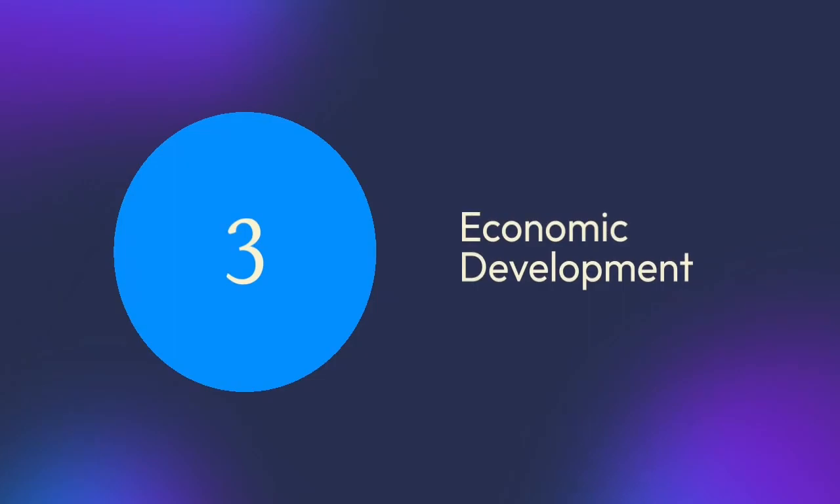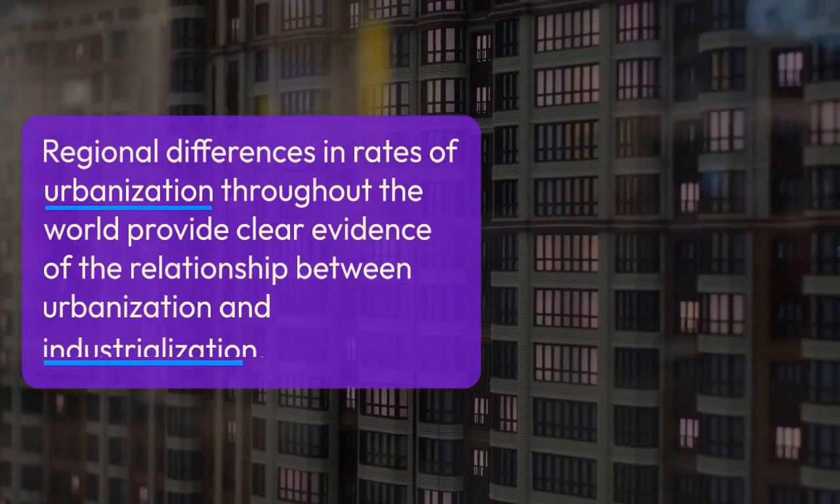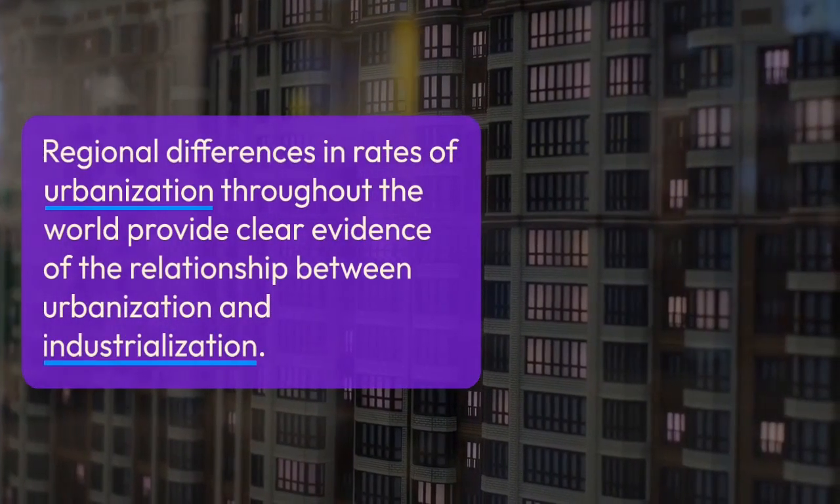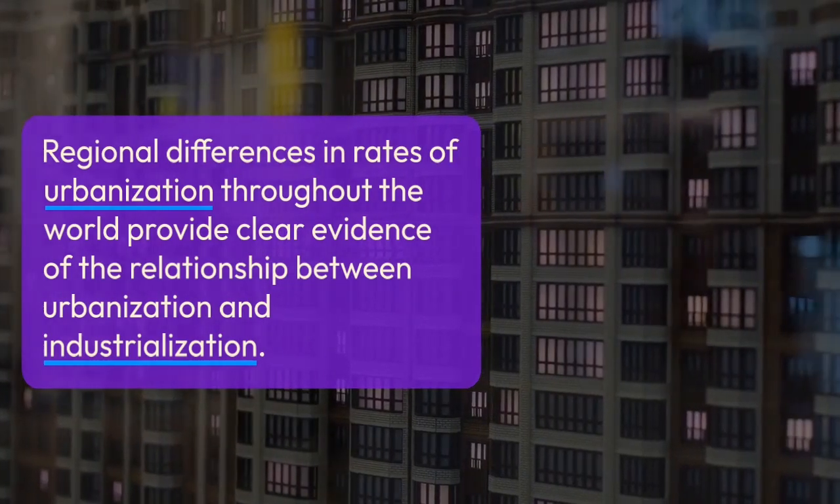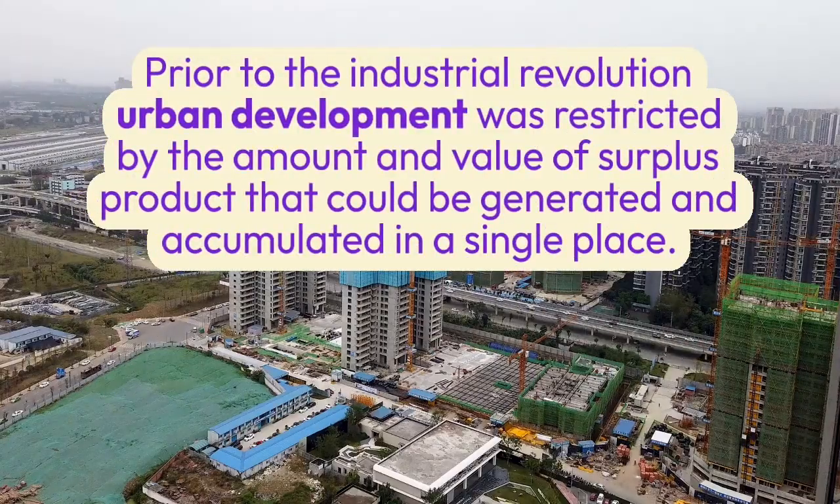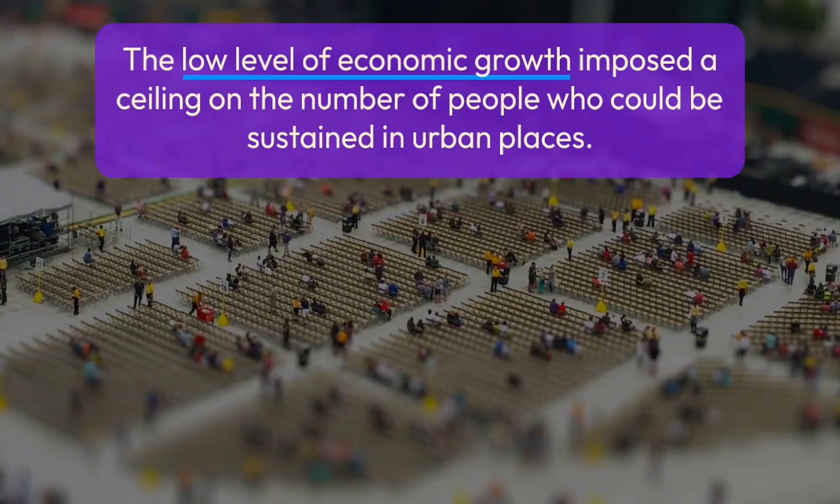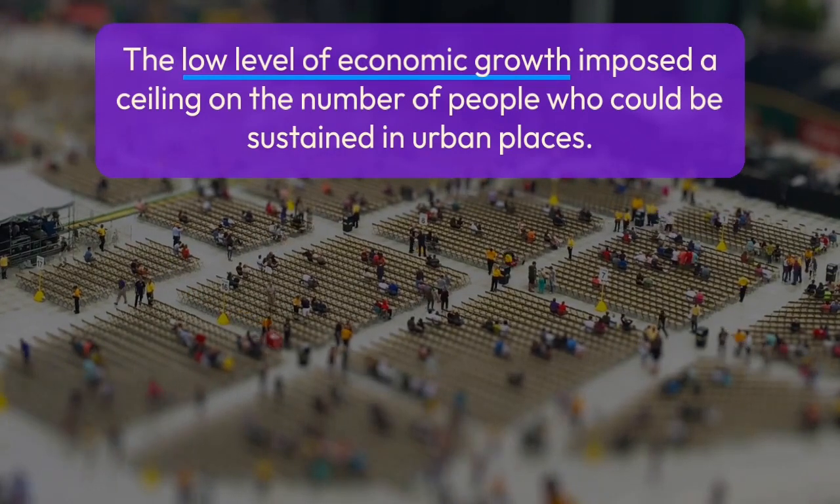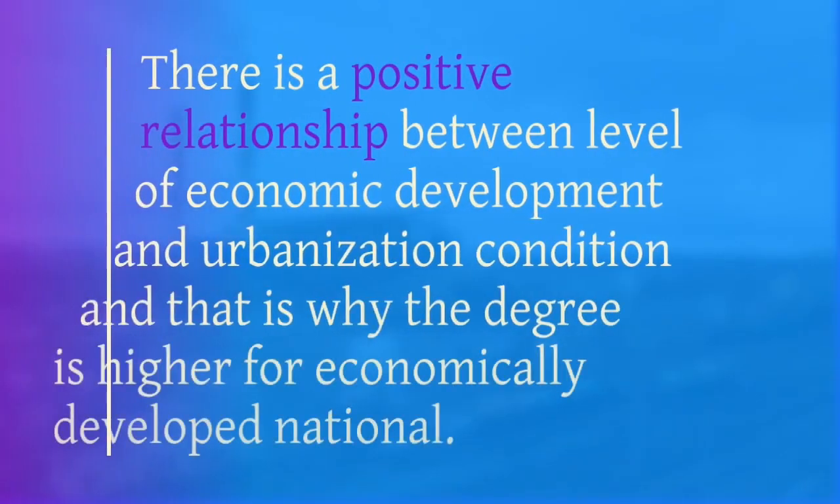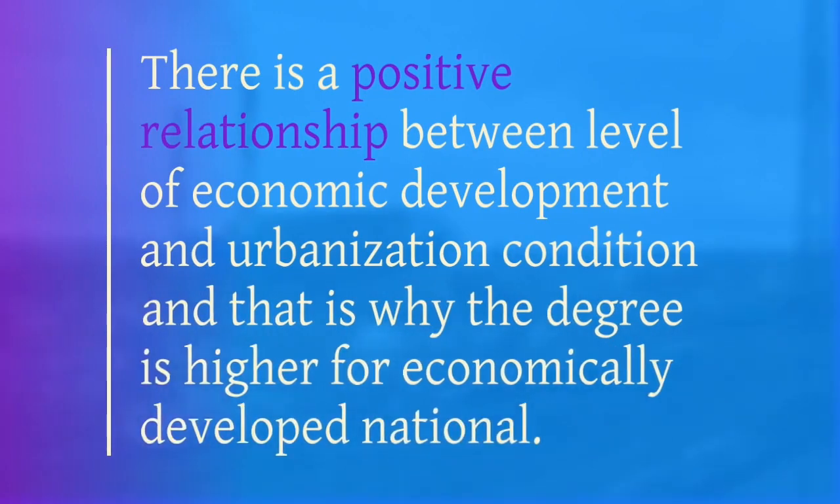3. Economic development. Regional differences in rates of urbanization throughout the world provide clear evidence of the relationship between urbanization and industrialization. Prior to the Industrial Revolution, urban development was restricted by the amount and value of surplus product that could be generated and accumulated in a single place. The low level of economic growth imposed a ceiling on the number of people who could be sustained in urban places. There is a positive relationship between level of economic development and urbanization, and that is why the degree is higher for economically developed nations.